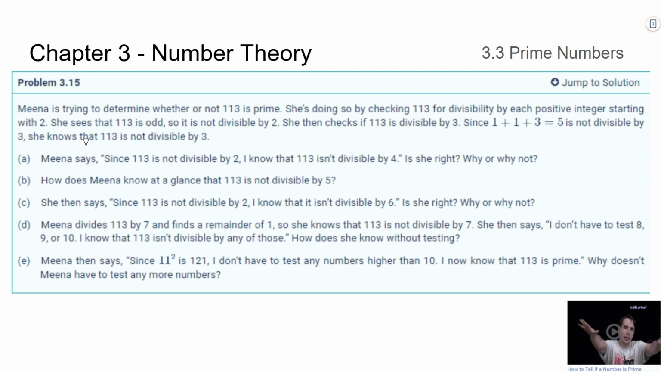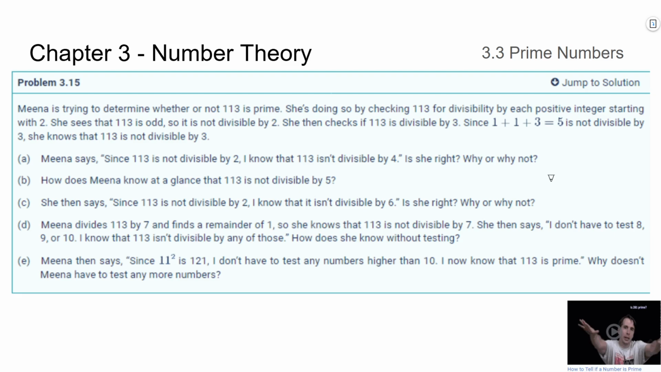She says she knows that 113 is not divisible by 3. Yeah, okay, we just did that. So now A: since 113 is not divisible by 2, I know that 113 is not divisible by 4. Is she right? Take a second to think about that one. If it's not divisible by 2, does that mean that it's also not divisible by 4?